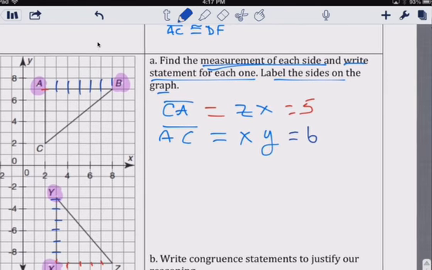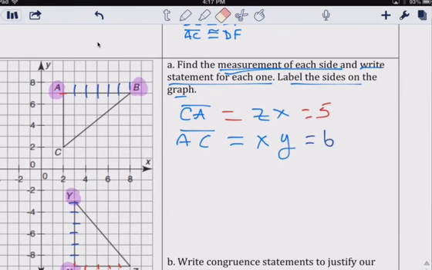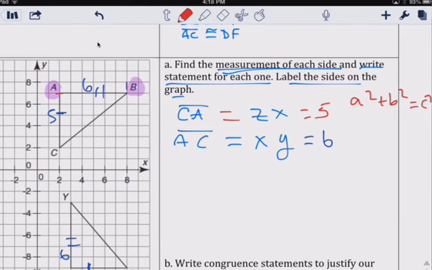Let's find the measurement. Both will be 6 and 5. So 5 gets a 1, 6 gets a 2. Now, a squared plus b squared equals c squared, because you're using the exact number. They're both the same. So a squared is 5 squared plus 6 squared equals c squared.